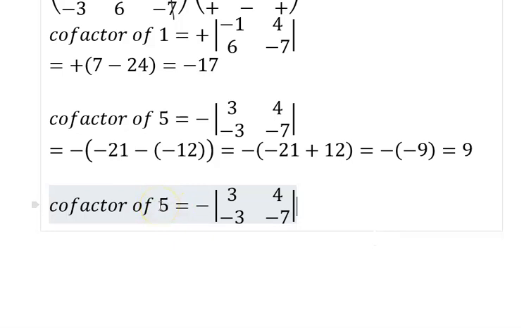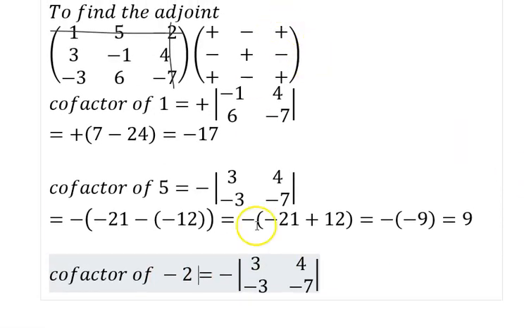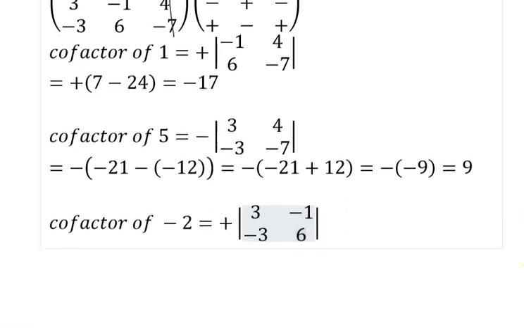Cofactor of minus 2. Beautiful. So cofactor of minus 2, the corresponding sign that is there is plus. So we change this one to plus. So the numbers that are left: 3, minus 1, minus 3, 6. Beautiful. So we'll go through the same process again.